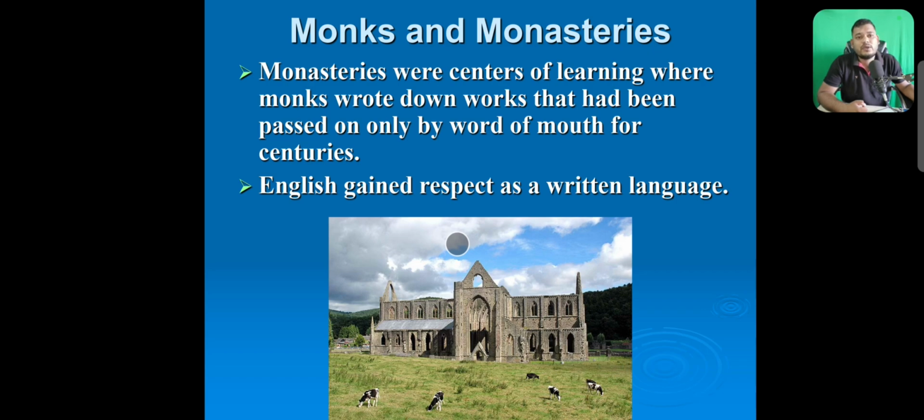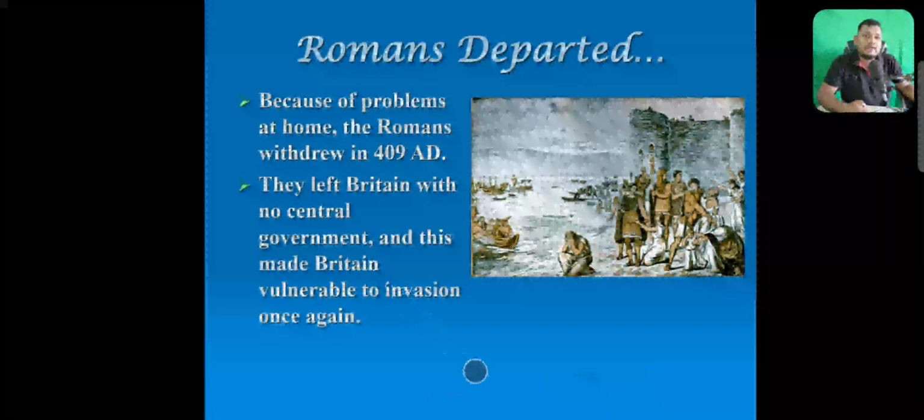The Romans departed because of problems at home. The Romans withdrew in 409 AD. They left Britain with no central government, and this made Britain vulnerable to invasion once again. So the Romans departed from England in 409 AD.